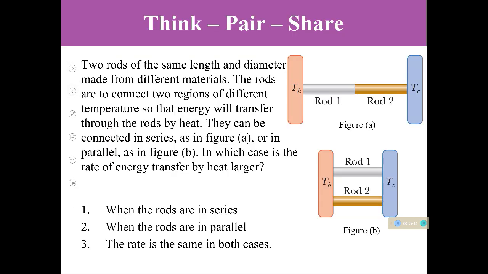Now, there is one other thing. Okay, now, two rods of the same length and diameter are made from different materials. So I've got rod 1 and rod 2 up there, made of different materials. They are connected by two different regions. So you got the two different orientations. You got 1, they're connected next to each other, and 2, they're connected kind of both to the same heat source. Okay? They can connect either way. In which case should the rate of energy transfer by the heat be larger?